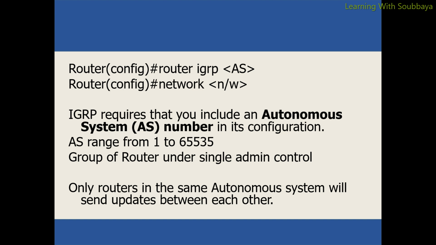What is the range here? 1 to 65,535. Starting from 1, ending with 65,535. That is the number available. In IGRP, all the routers should have the same AS value. Then only are updates sent from one router to another router.